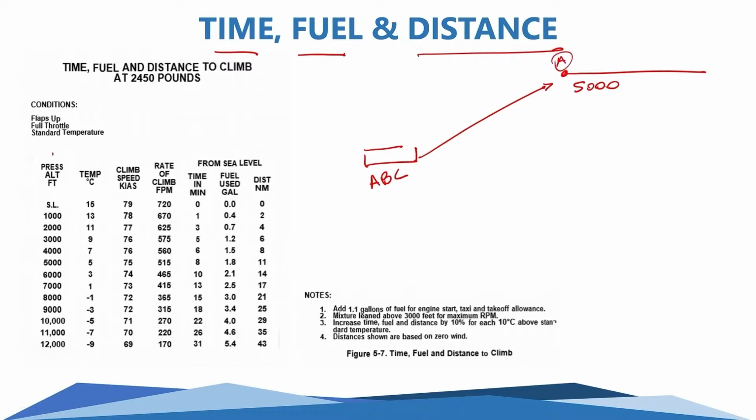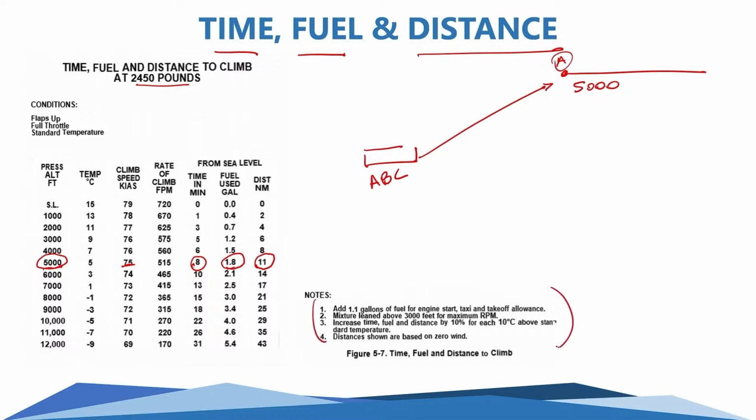So very simply, the time, fuel, and distance is usually going to be at max gross takeoff weight. So this is a Cessna 172. And if I were to look at 5,000 feet, all I would do is go across. This would be my climb speed. It would take me 8 minutes. I would use 1.8 gallons of gas, and I'm going to basically go 11 nautical miles to go from my takeoff until I get to 5,000.